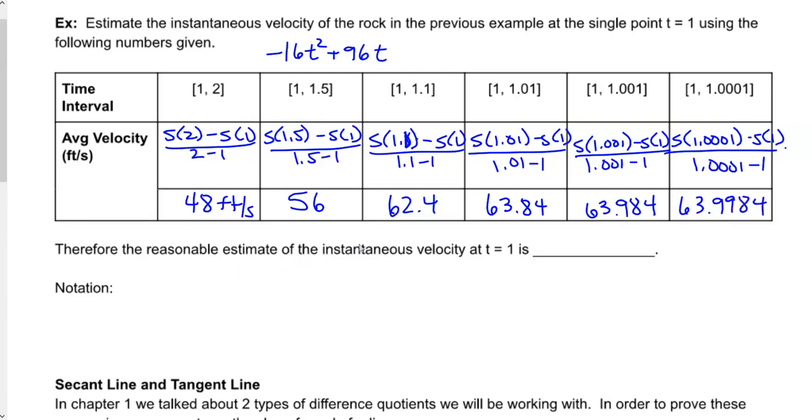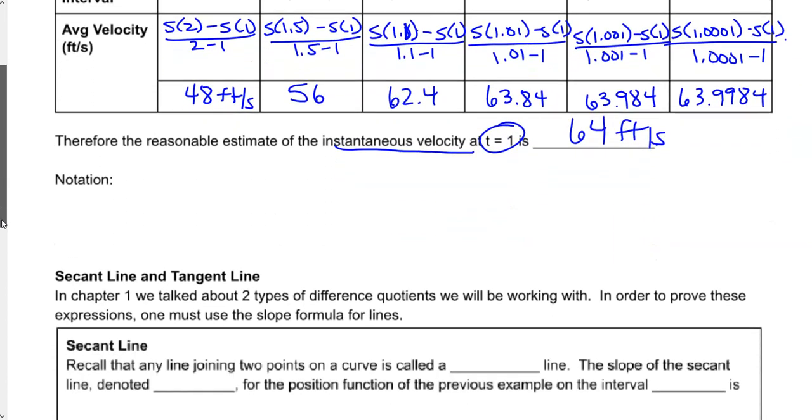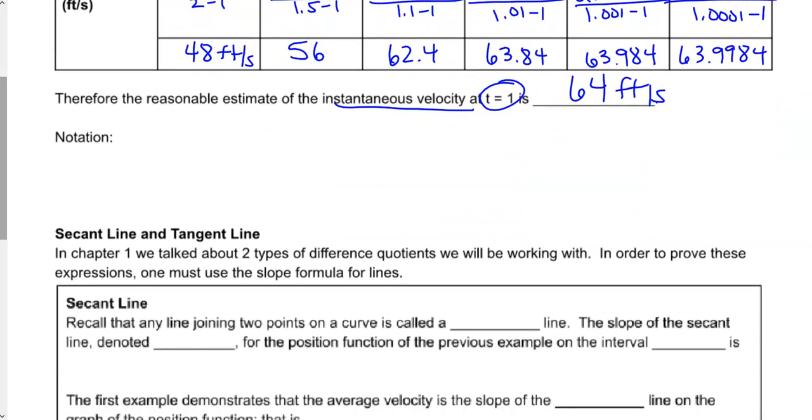So look at our average velocities. We start with 48, we go up to 56, 62, 63, 63.98, 63.994. If we were to try something even closer to 1, this number is going to be honing in on what number? Basically, you can kind of round it to what it's going to. Therefore, a reasonable estimate for the instantaneous velocity, that one single velocity at t equaling 1, is 64 feet per second. You're never going to get the actual one. You're just going to get what it is approximate to, okay? So the idea of a limit, we're limiting towards that 64 feet per second.